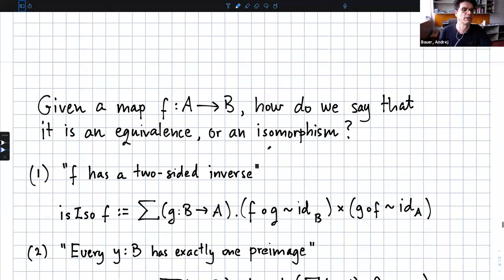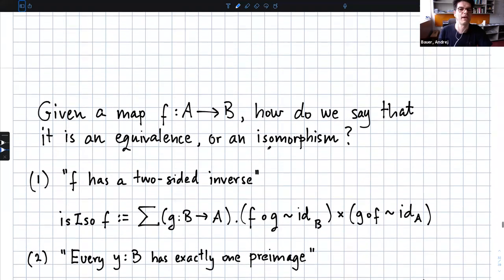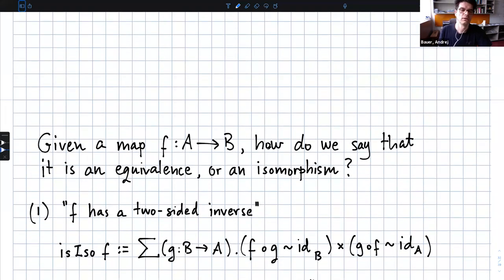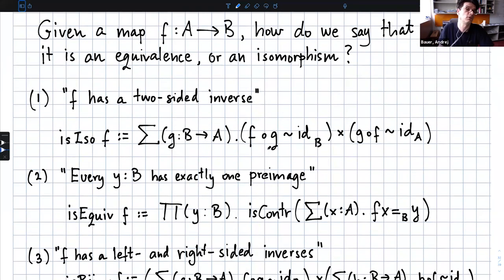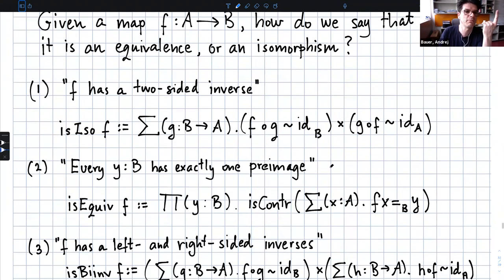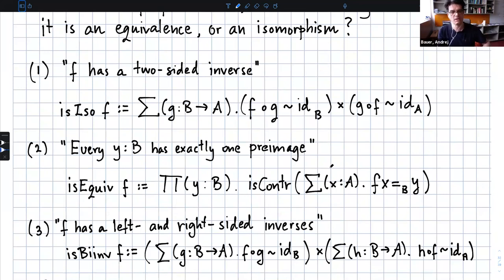Now let's ask a different question. Suppose I have a map F, and I would like to say that it's an isomorphism or a bijection or equivalence or something. How do I say that? Well, from set theory, we know that we have several ways. One is to say that F has an inverse. So number one is what you would normally say if you said that F has an inverse.